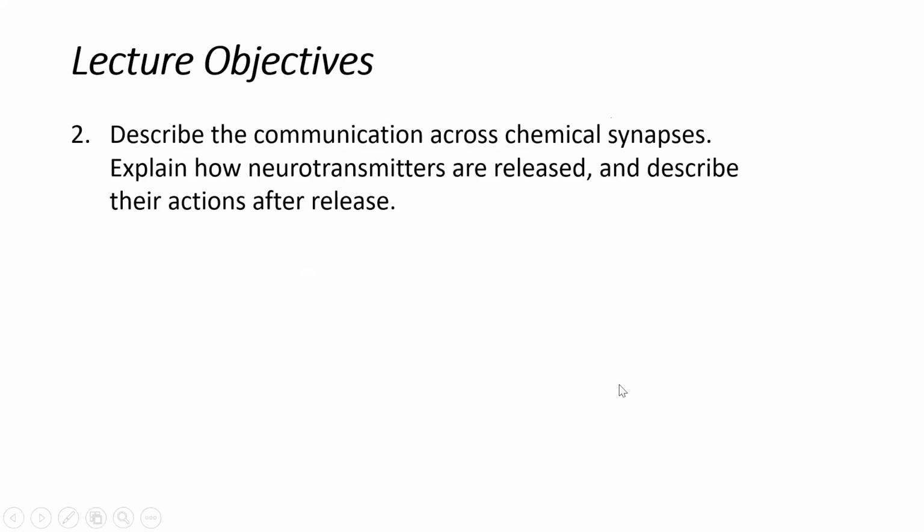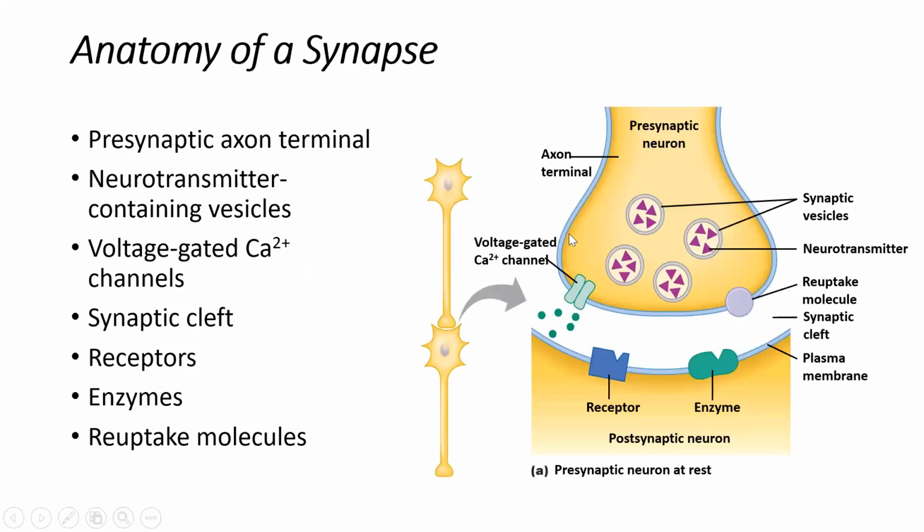So that's objective one. Let's move on to objective two. We're going to describe the communication across the chemical synapse, and we're going to explain how neurotransmitters are released and talk about their action after they're released. So let's talk about the anatomy.